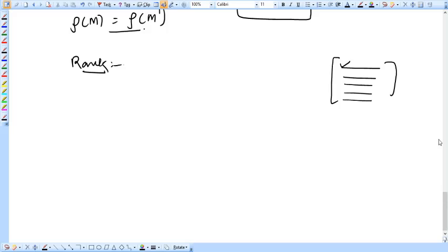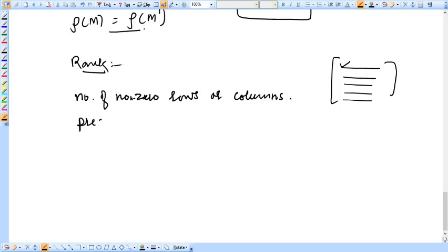Once again I'm going to tell you, rank can be defined as the number of non-zero rows or columns, whichever is minimum, present in A.